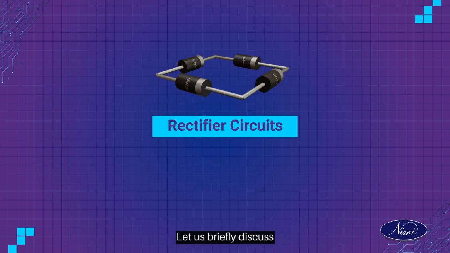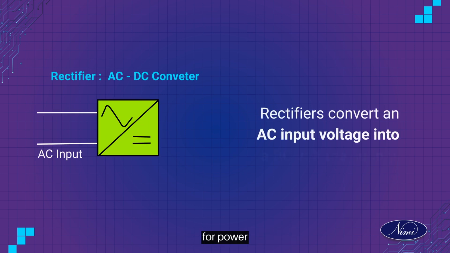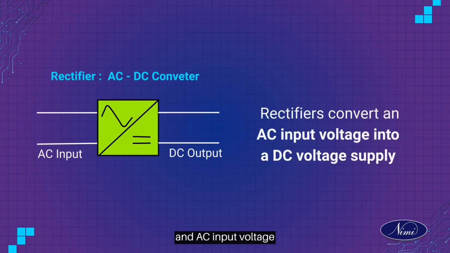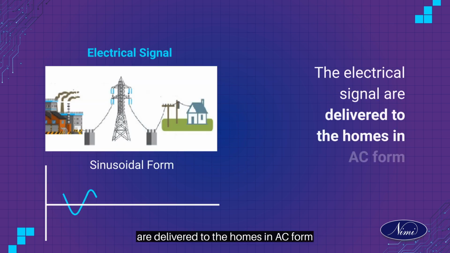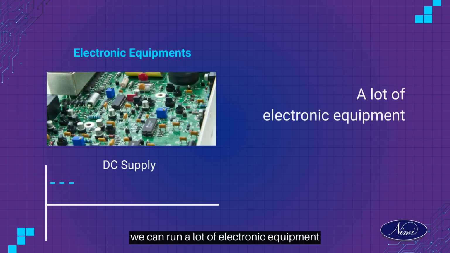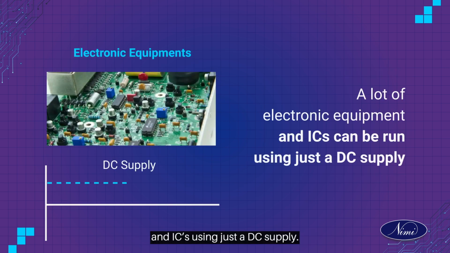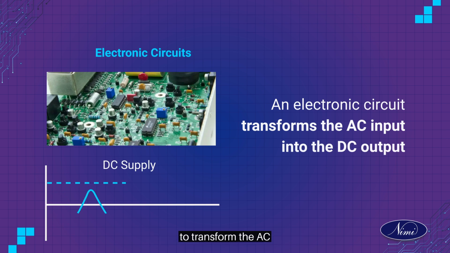Let us briefly discuss about rectifier circuits. Rectifiers are essential circuits for power supplies that convert an AC input voltage into a DC voltage supply that can be used to power electronic circuits. The electrical signal is delivered to the homes in AC form, sinusoidal form. However, we can run a lot of electronic equipment and ICs using just a DC supply. As a result, we shall employ the appropriate electronic circuit to transform the AC input into the DC output.